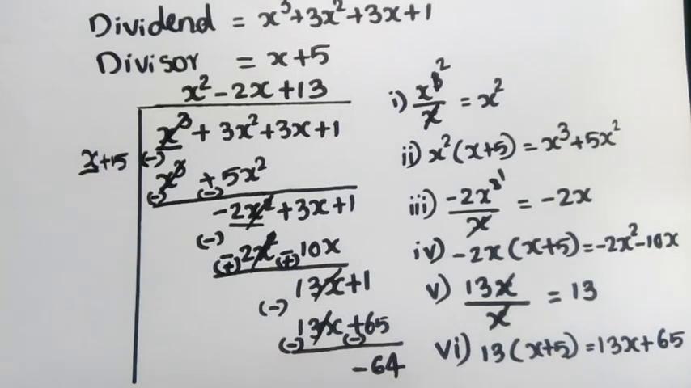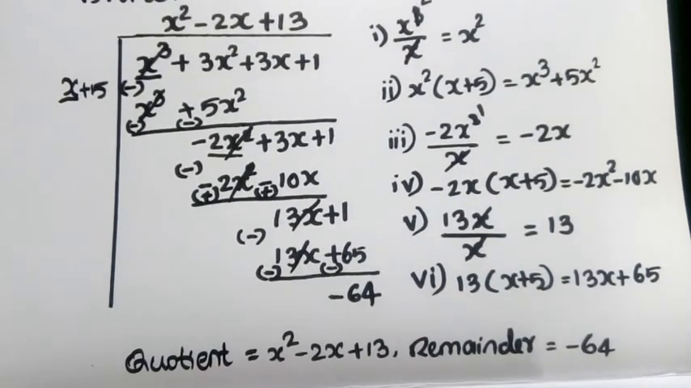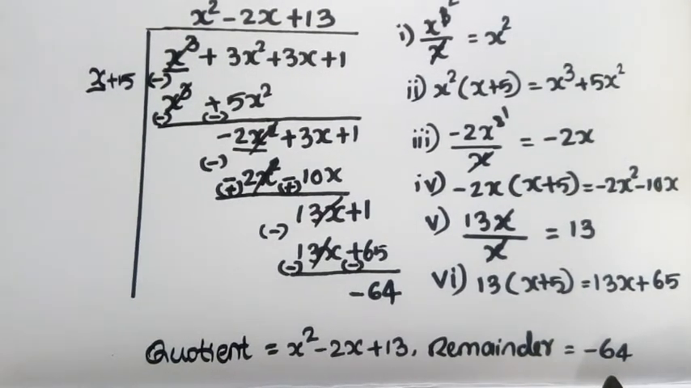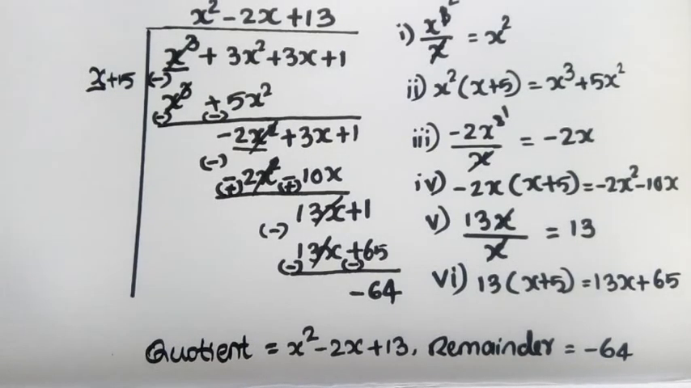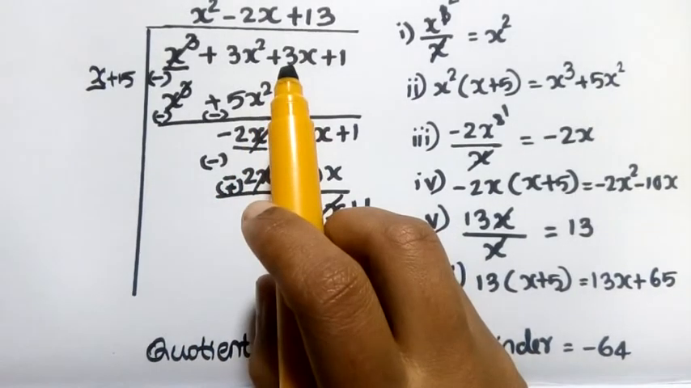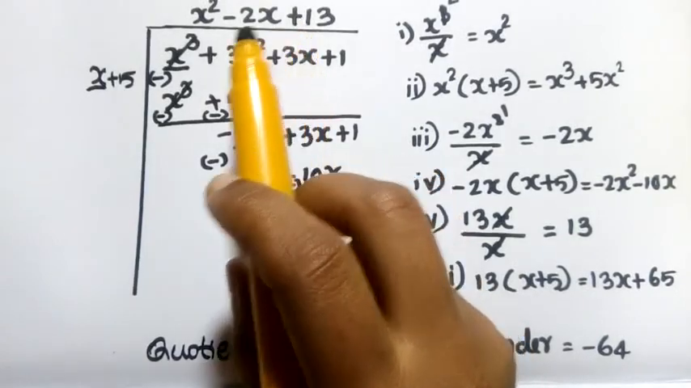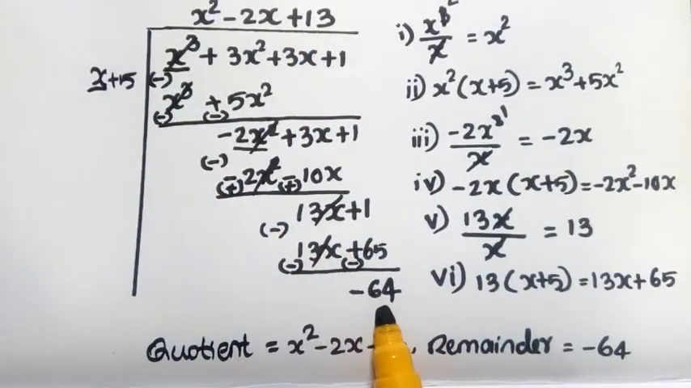Now we got the quotient is equal to x square minus 2x plus 13 and the remainder is equal to minus 64. Children, how to check the answer? We already discussed one rule for checking the answer. It is dividend is equal to quotient into divisor plus remainder. Check the answer by yourself.